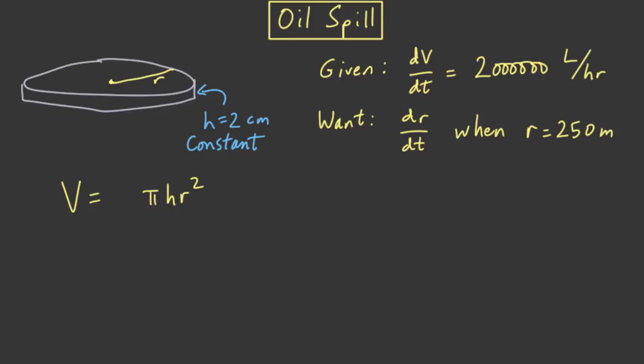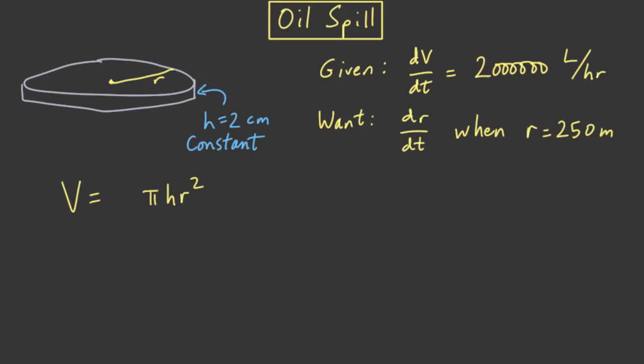All right, let's finish this up. We had this rate, dV/dt, and we have the height. We're modeling it as a constant 2 centimeters. And we want dr/dt when r is 250 meters. And we also had this relationship, V equals πhr².